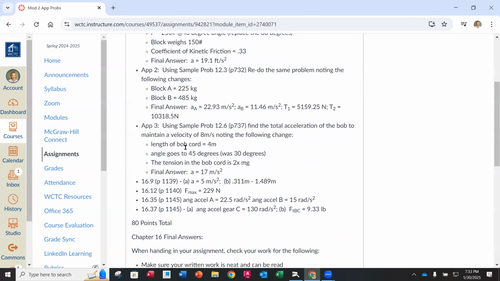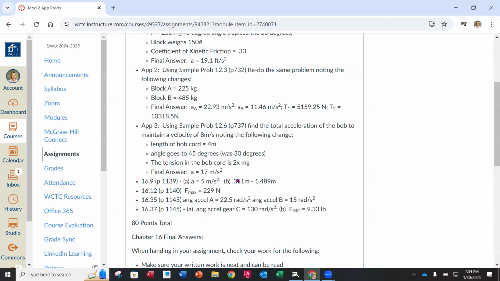The third problem is going to be based on sample problem 12.6, the one that we just went over. You want to find the total acceleration of the bob to maintain a velocity this time of 8 meters per second, noting the following changes. I'm changing the bob to 4 meters long. The angle is going to go to 45, the one that was 30. And then the tension in the bob is going to be 2 times the mass times the gravity. And then this would be your final total acceleration for that problem.